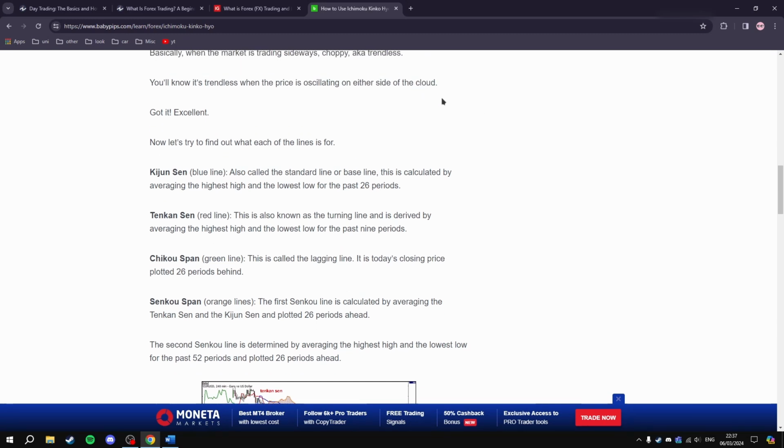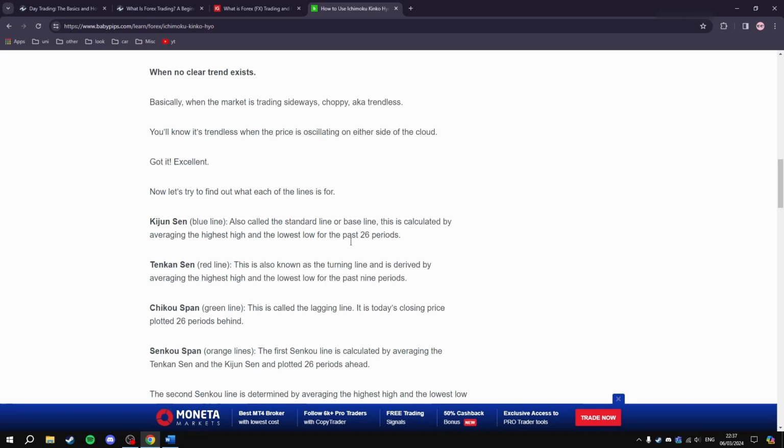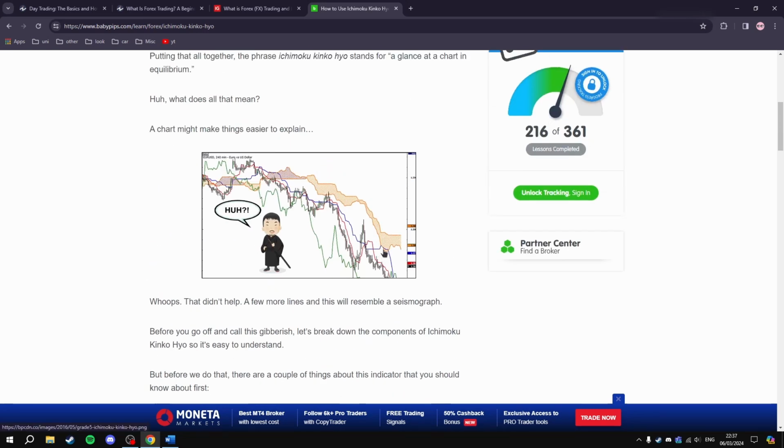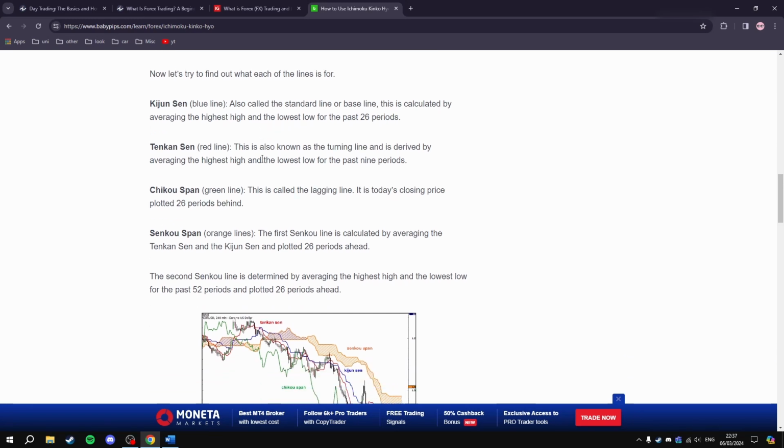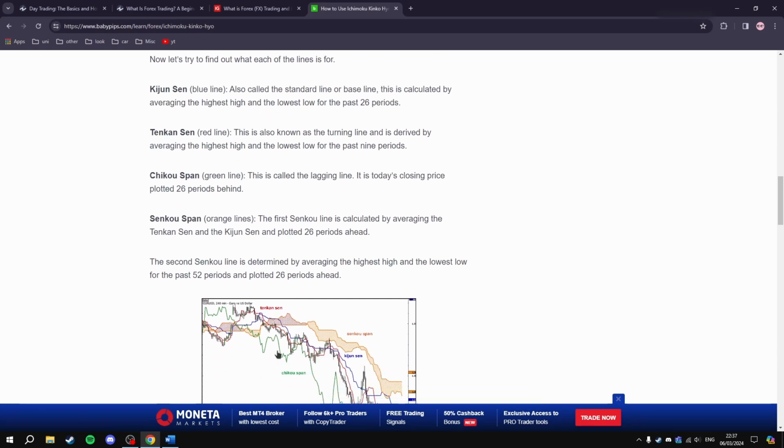The cloud. What is a cloud? Got it, excellent. Now let's try to find out which of the lines is which. Kijun Sen, blue line. So this one here. Also called the standard line or baseline.